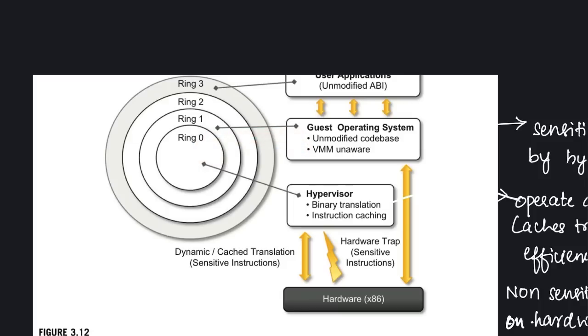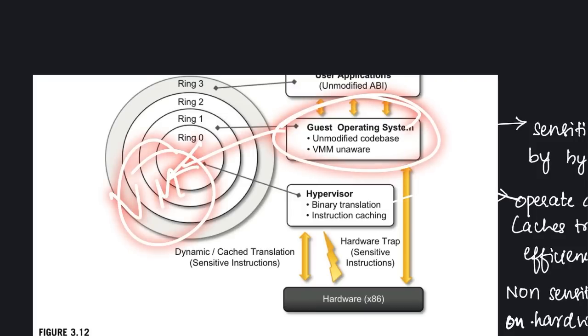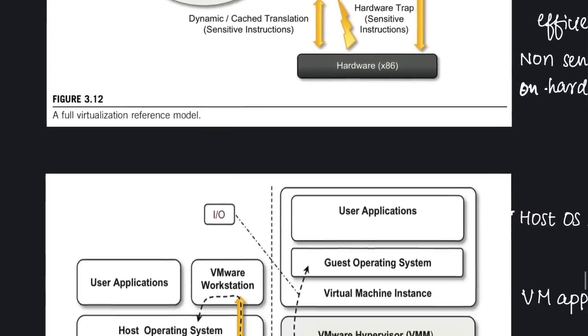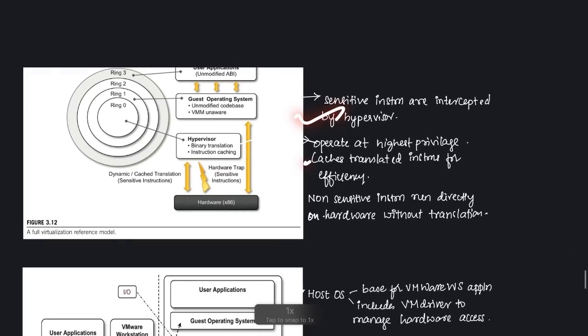Next we have ring 0. In ring 0 we have the hypervisor. The hypervisor operates with the highest privilege. It will manage and control the virtual machine execution. It will intercept the instructions from the guest operating system to ensure that virtual machines can run securely and efficiently. It has binary translation and instruction caching, and the sensitive instructions are dealt with properly here. So all the points have been written here.